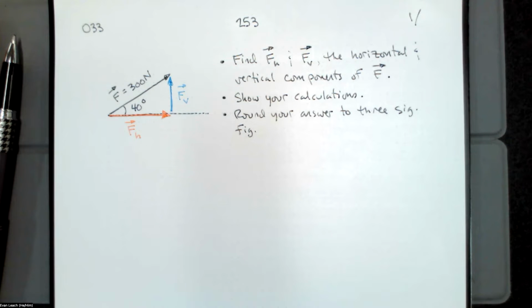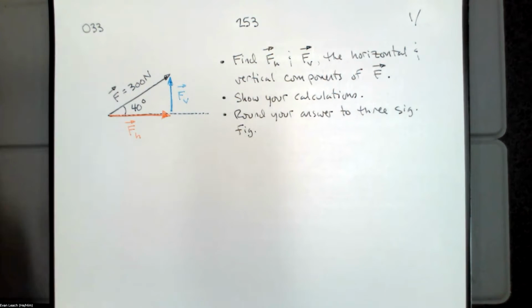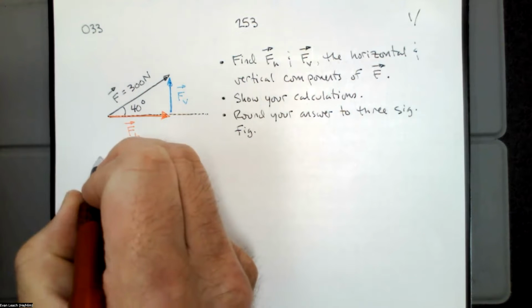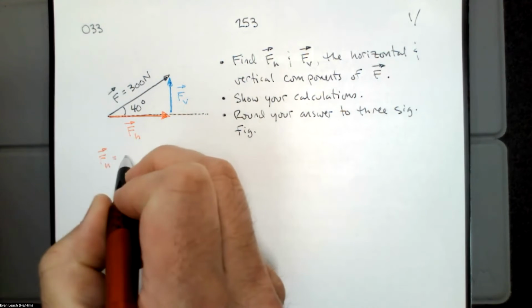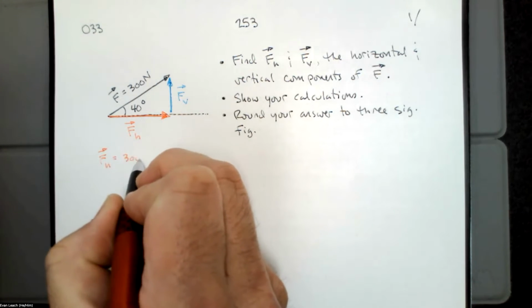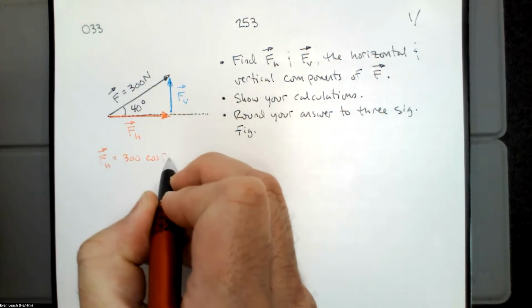So if we just remember this, since this is a right triangle, we can use cosine and sine. And the horizontal is the adjacent. So the cosine of 40 is adjacent over hypotenuse. So the adjacent, in this case, the horizontal component of the force, will be 300 times the cosine of 40 degrees.